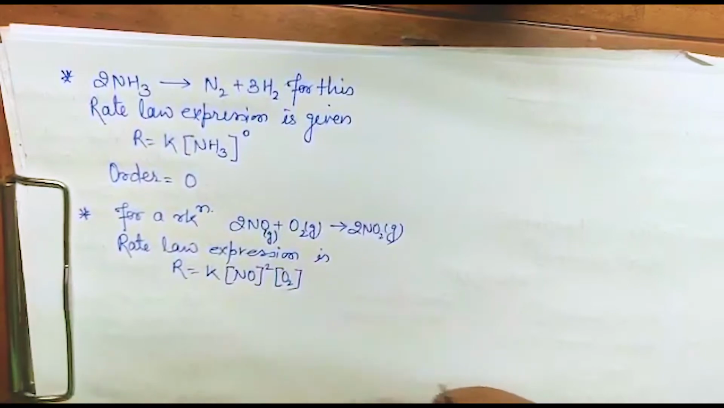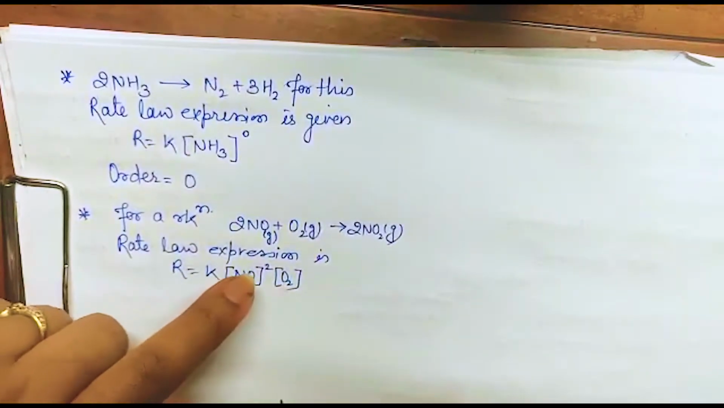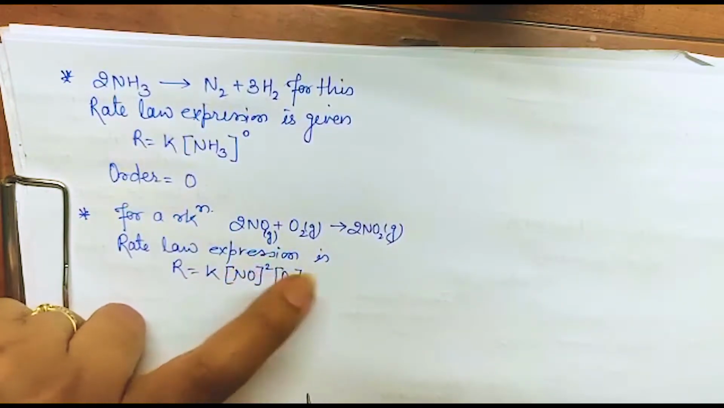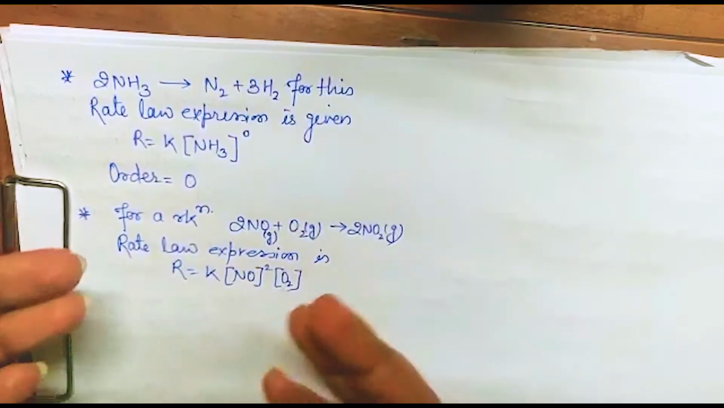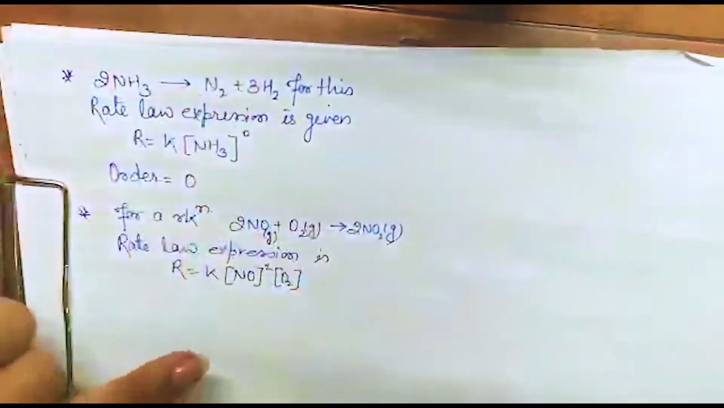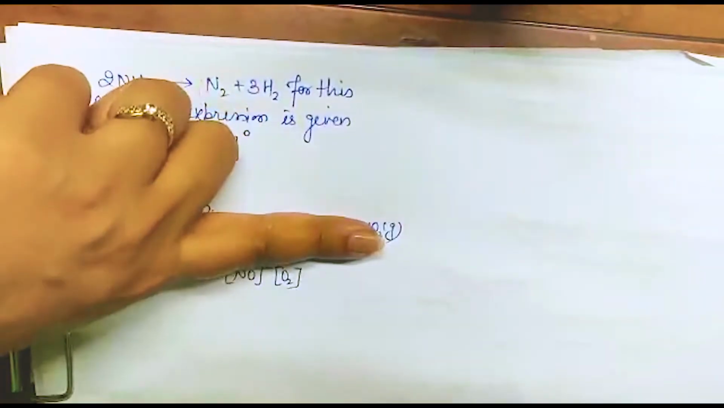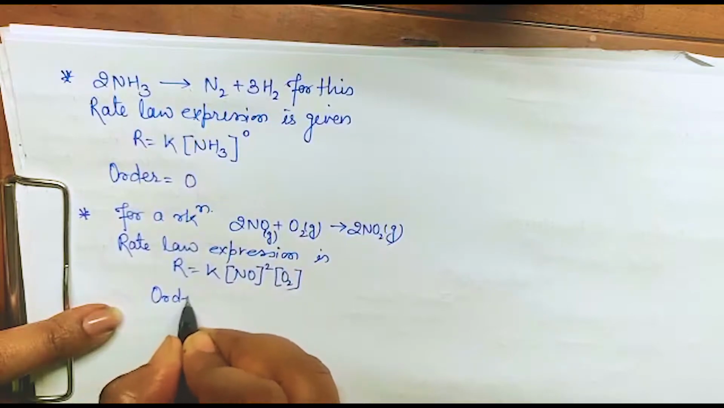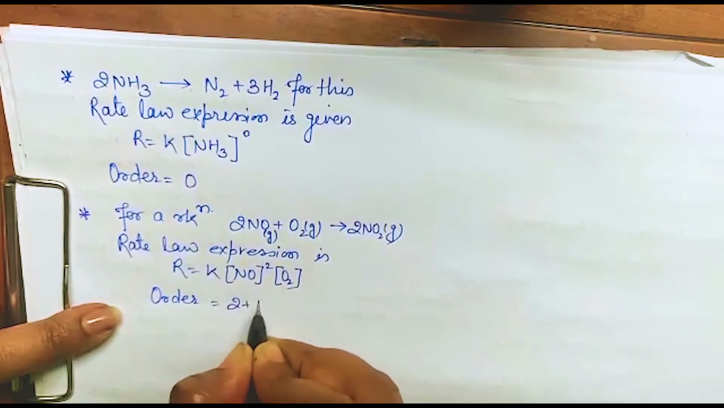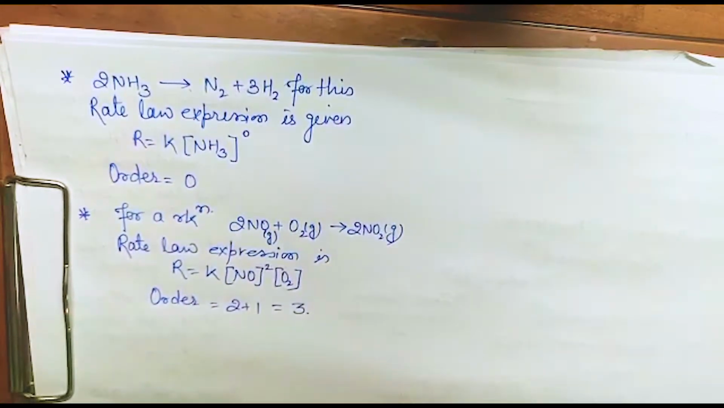So here, by chance, in the rate law expression the power of the reactants and the stoichiometric coefficient of the reactant in a balanced equation are the same. This is by chance. Got it? So anyhow, we don't have to check the balanced equation. If the rate law expression is given, we don't have to check this. So according to the rate law expression, we can say that the order of reaction is 2 plus 1, 3. Got it? So like this we can find.